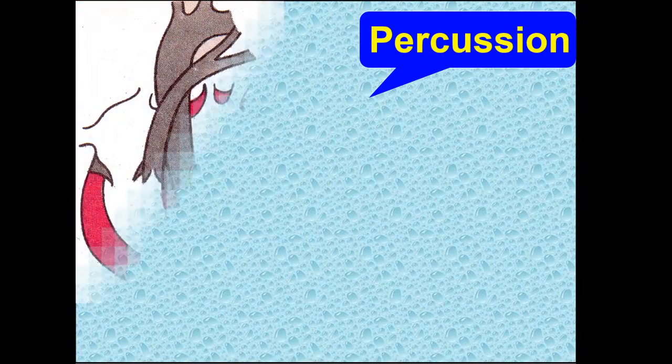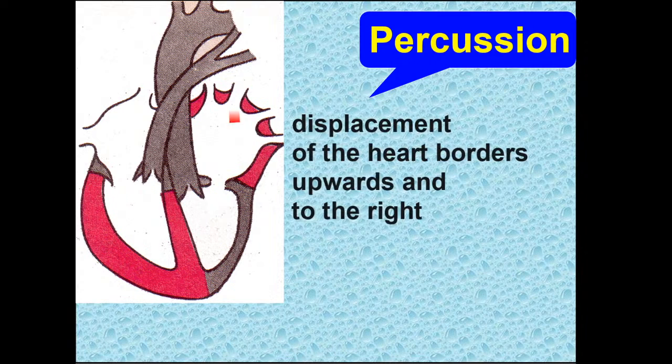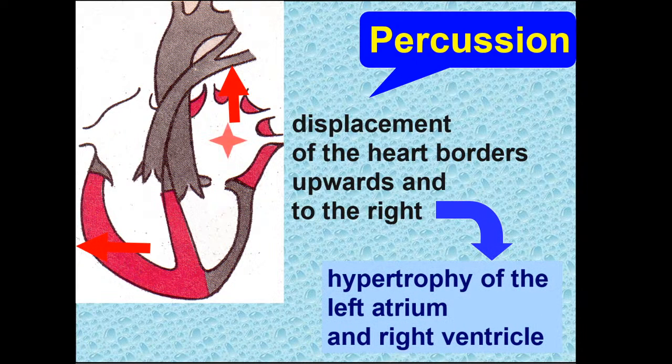Percussion of the heart will reveal displacement of the heart borders due to the hypertrophied heart chambers. The heart borders will be displaced upward and to the right due to the hypertrophied left atrium and right ventricle.